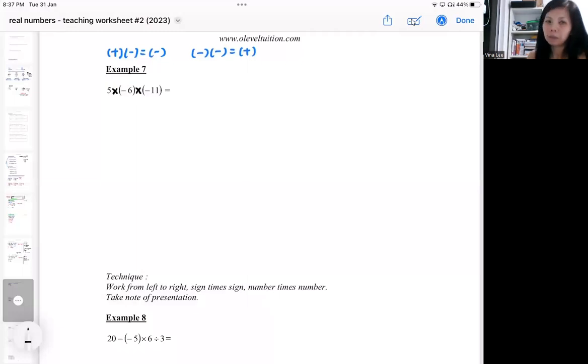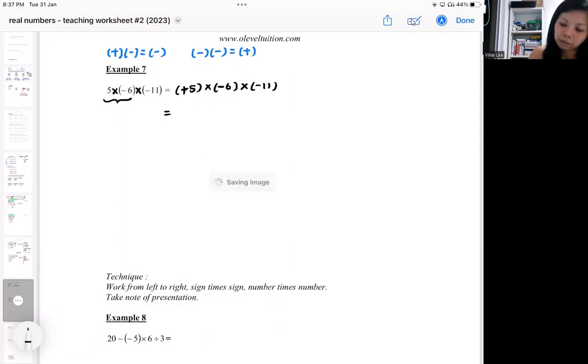So when all are multiplication, you will do from left to right. So you settle the left multiplication first, the first two multiplication. So the first two is effectively positive 5 times negative 6. So positive and negative will become negative. 5 and 6 becomes a 30. So the negative 11 is still waiting for you. So make sure you still write that.